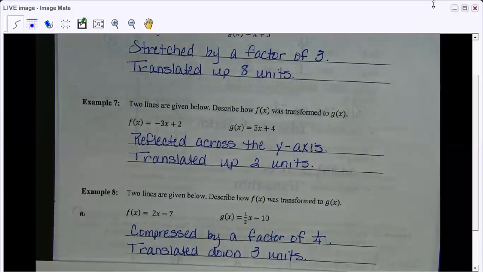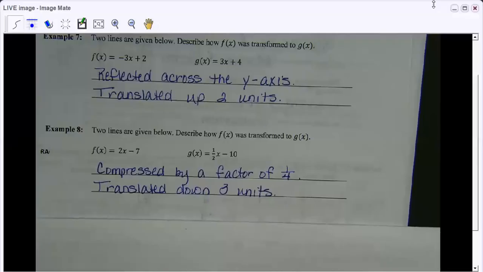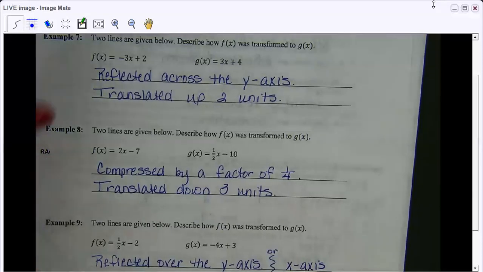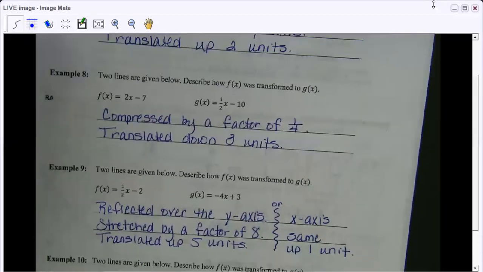Okay, what I want you to do is we're going to pause for a minute. I'm going to have you do examples 9 and 10 on your own, and then we'll come back. Okay, so go ahead and check examples 9 and 10.